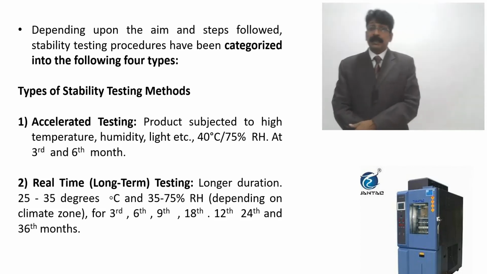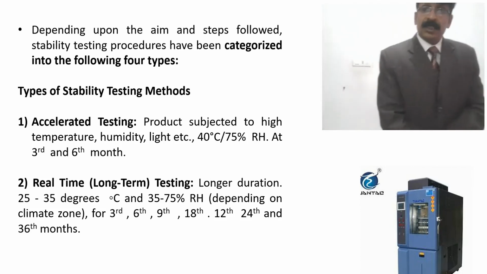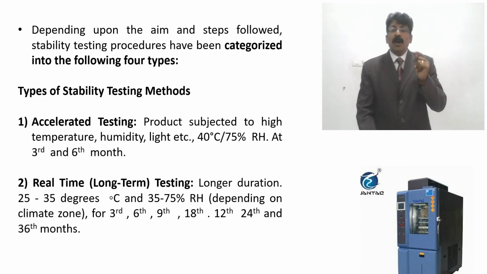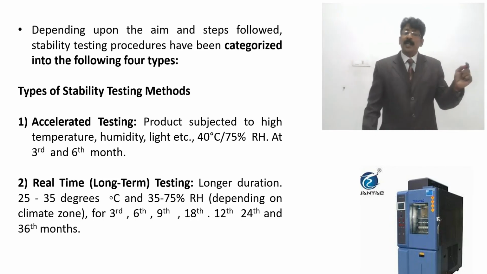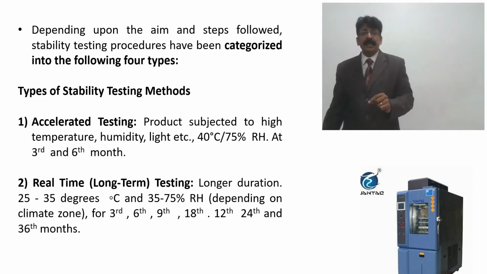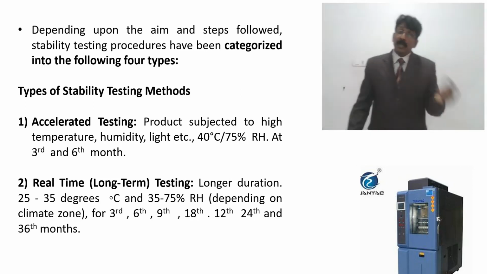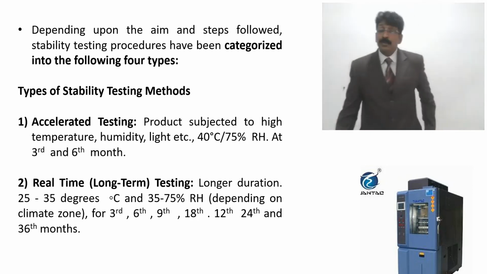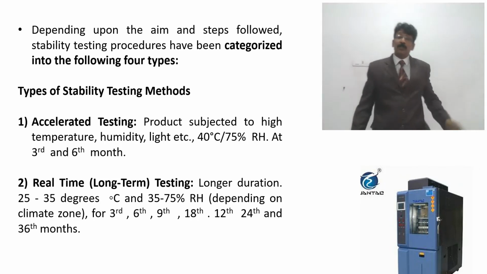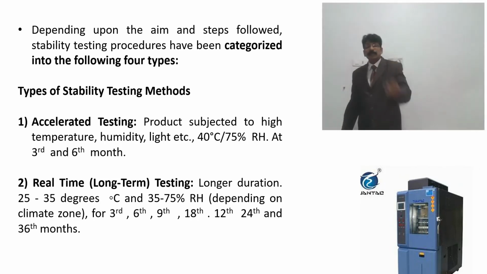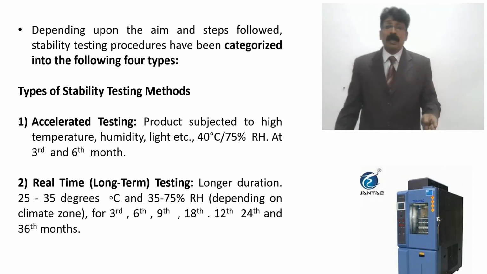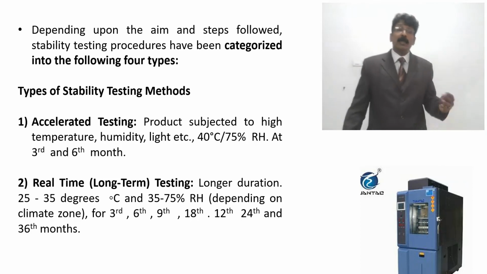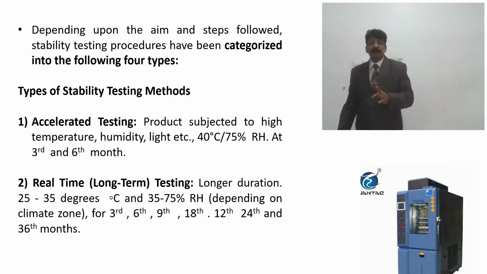for various time intervals. In real-time long-term testing, we use a long duration at 25 to 35 degrees centigrade and 35 to 75 relative humidity, depending on the climatic zone. We can do it for 3 months, 6 months, 9 months, 12 months, 18 months, 24 months or 36 months. We can perform our experiments for long-term testing in these intervals.